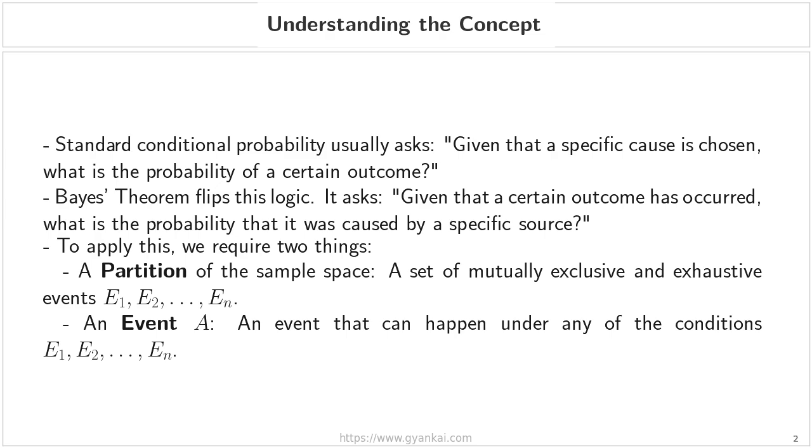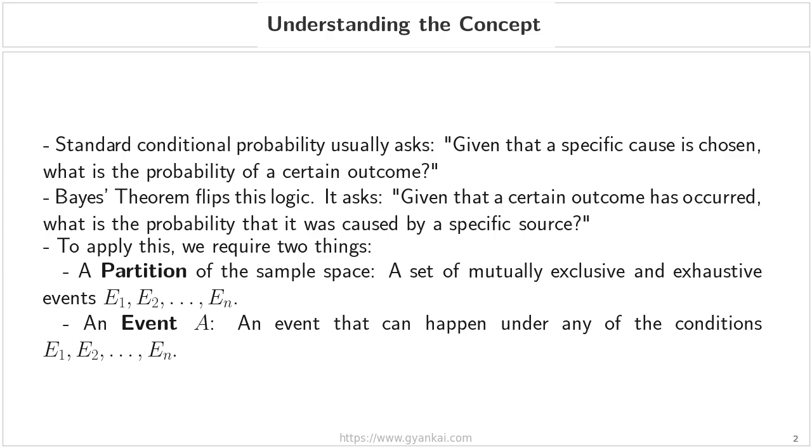First, we need what we call a partition of the sample space. This is a collection of events, which we can label as E sub 1, E sub 2, all the way up to E sub n. For this to be a true partition, these events must be mutually exclusive, meaning they can't happen at the same time, and they must be exhaustive, meaning they cover every single possibility in our sample space. Second, we need an event A. This is the specific outcome or the effect we are interested in.